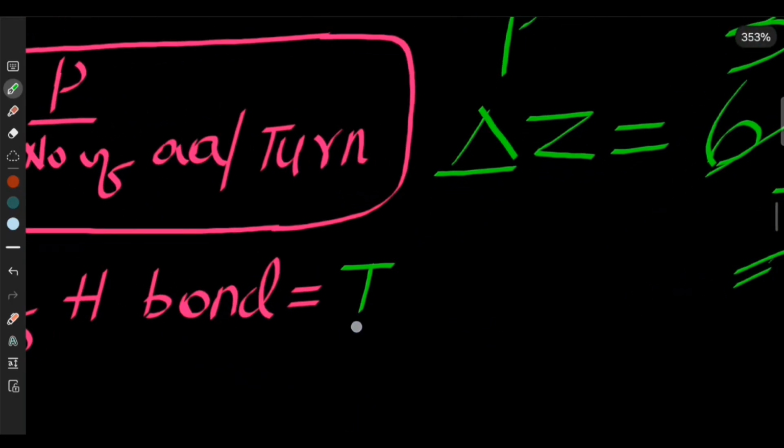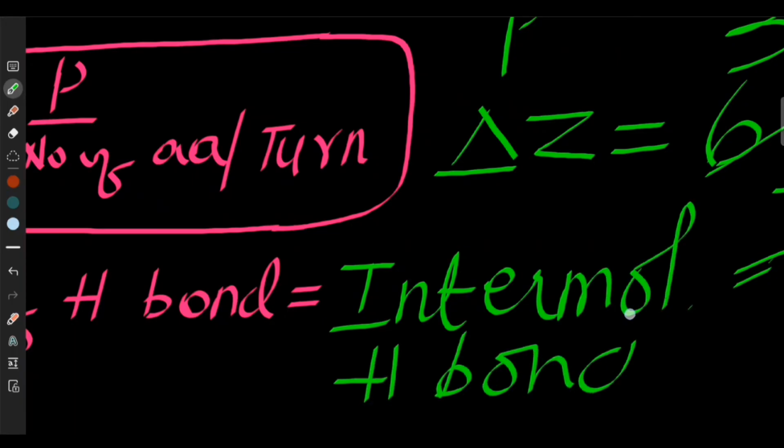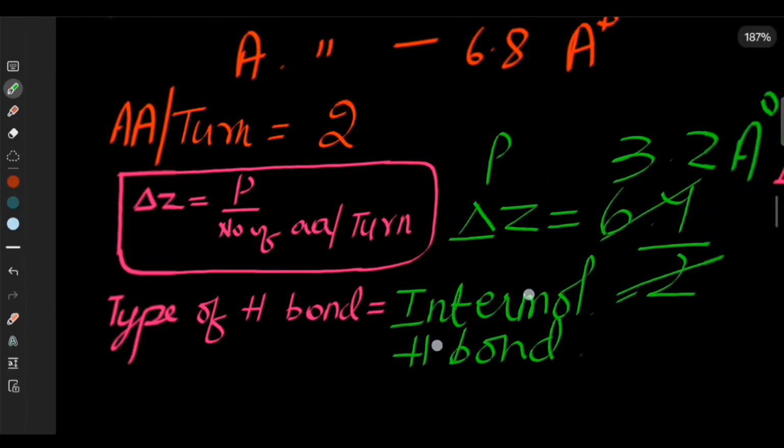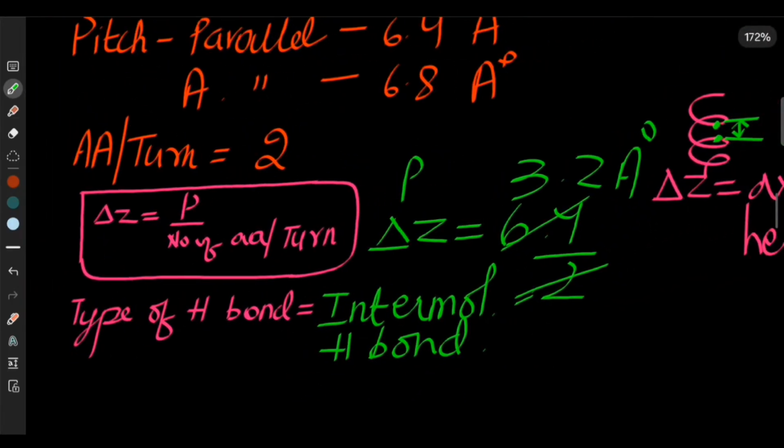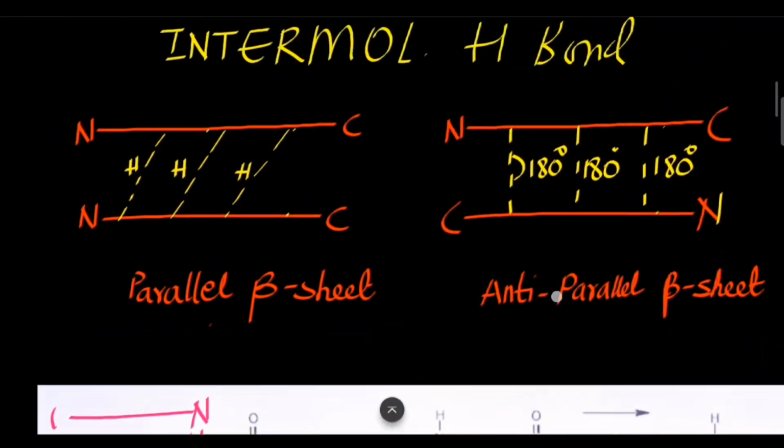Now let us move forward to the type of hydrogen bond. I already discussed the type of hydrogen bond, this will be intermolecular hydrogen bond, but still I'm going to write it down. The reason why it's called intermolecular hydrogen bond is because it is forming between two beta strands, right? And the reason why we are calling the alpha helix an intramolecular hydrogen bond is because the hydrogen bond was forming between the same alpha helix structure.